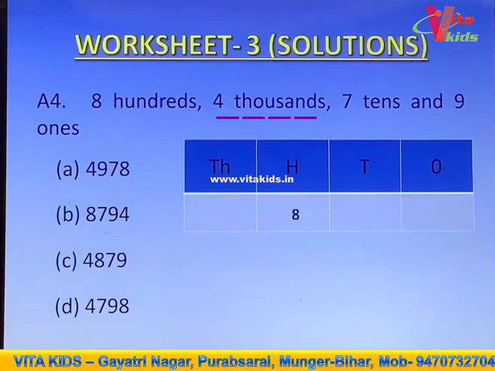After that we have 4 thousands. Under thousands column we will write 4. 7 tens. Under tens column we will write 7. And 9 ones. Under ones column we will write 9. Now this is what the number should be. 4879. Now it does not tally with the first one. It does not tally with the second one. The third one, it does tally. 4879. So C option is the correct answer.